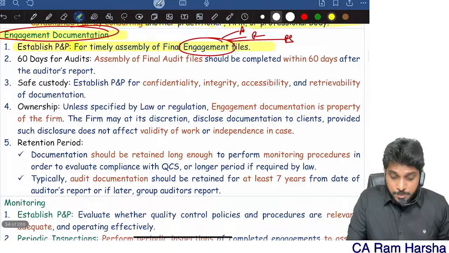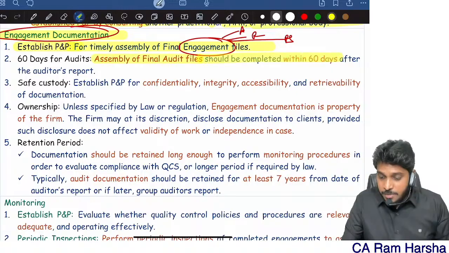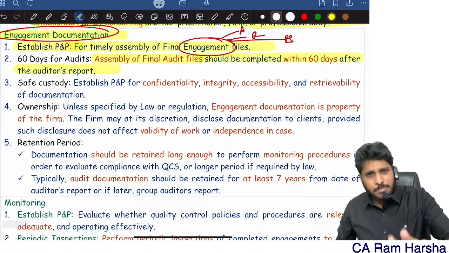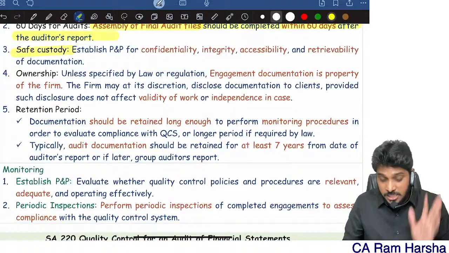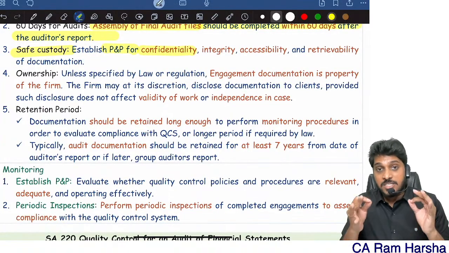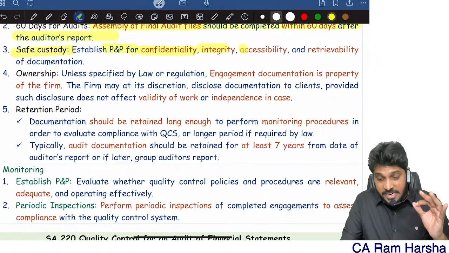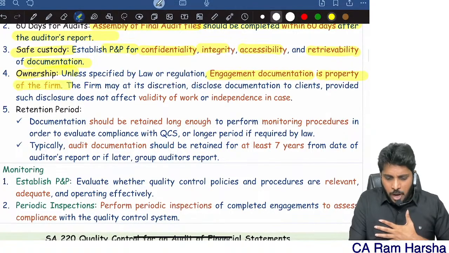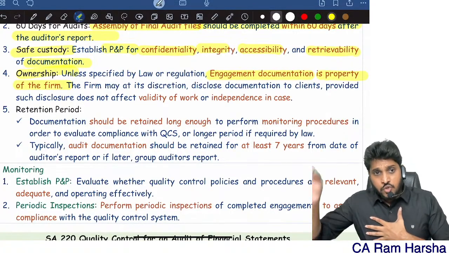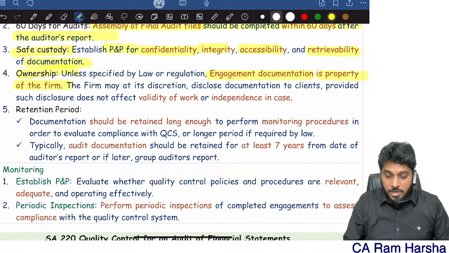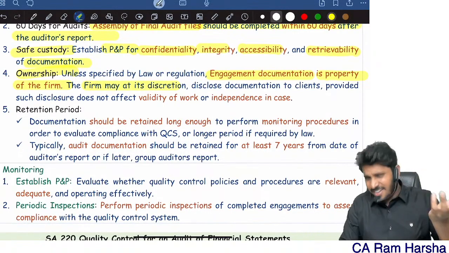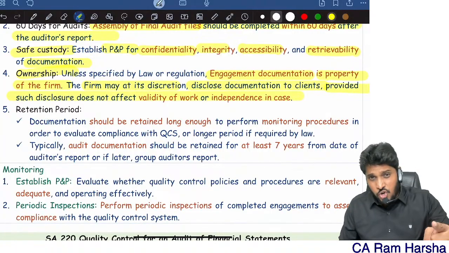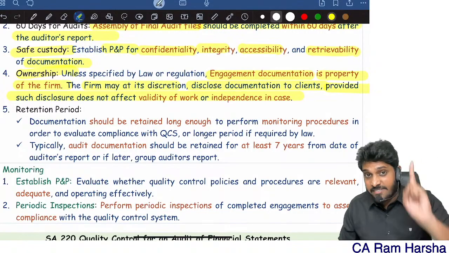Especially assembly of the audit file. For audit cases, assembly must be completed within 60 days after issuing the audit report. Sir, what is assembly? I already covered it in audit documentation revision. And remember, the firm must establish policies for maintaining working papers, documentation, confidentiality, integrity, accessibility, retrievability, and ownership. The engagement documentation is the property of the firm because they are the ones working on it. The firm, at its discretion, may disclose documentation to clients, provided that disclosure does not affect confidentiality and validity of the work performed.